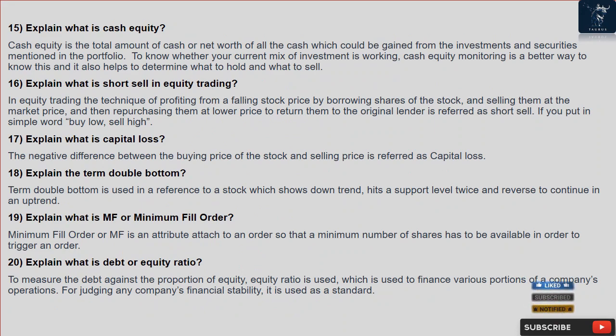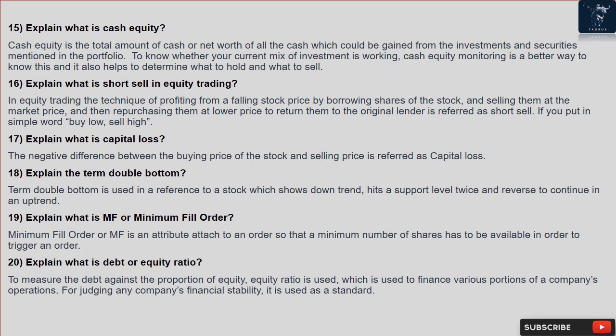The negative difference between the buying price of the stock and selling price is referred to as capital loss. 18. Explain the term double bottom. Double bottom is used in reference to a stock which shows a downtrend, hits a support level twice, and reverses to continue in an uptrend. 19. Explain what is MF or minimum fill order. Minimum fill order or MF is an attribute attached to an order so that a minimum number of shares has to be available in order to trigger an order.